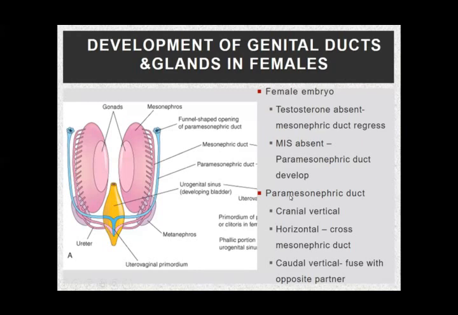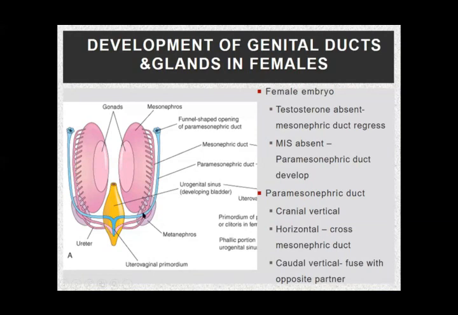Now, the other day we discussed this. This is the paramesonephric duct in blue. It has a cranial part which runs vertically, parallel to the developing mesonephros. So it is lying lateral to the mesonephric duct and has a cranial part which is vertical. Then comes a middle or intermediate part which is horizontal, and it is this horizontal part that crosses the mesonephric duct.